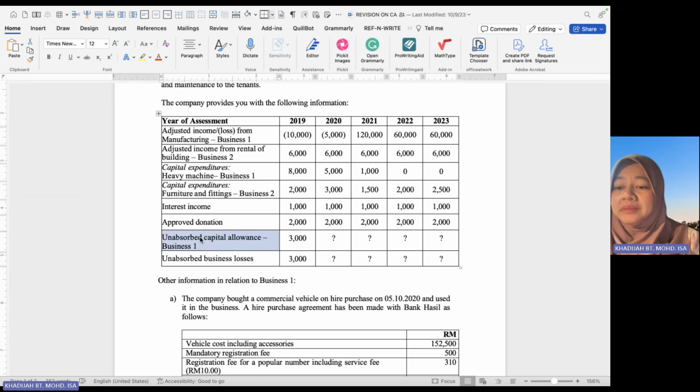Why do I have business 1 and business 2? Remember that when you do your format for your chargeable income, you may have business income 1, business income 2. So for each business income, you have to compute the adjusted income minus capital allowance, then you have statutory income from business 1. For business 2, you also have your statutory income from business 2. From there, you combine, you have aggregate statutory income.